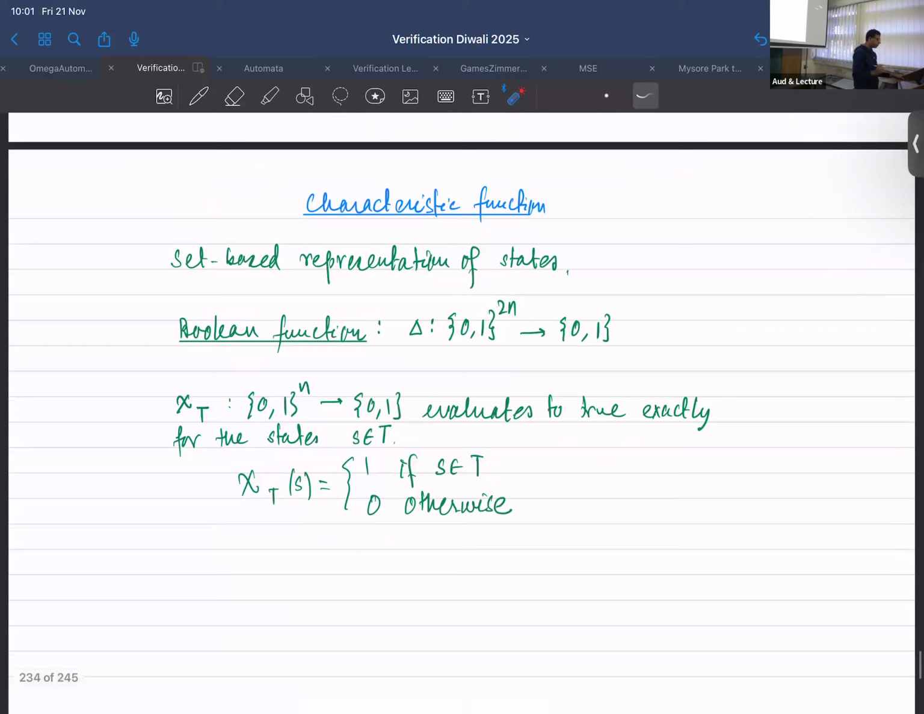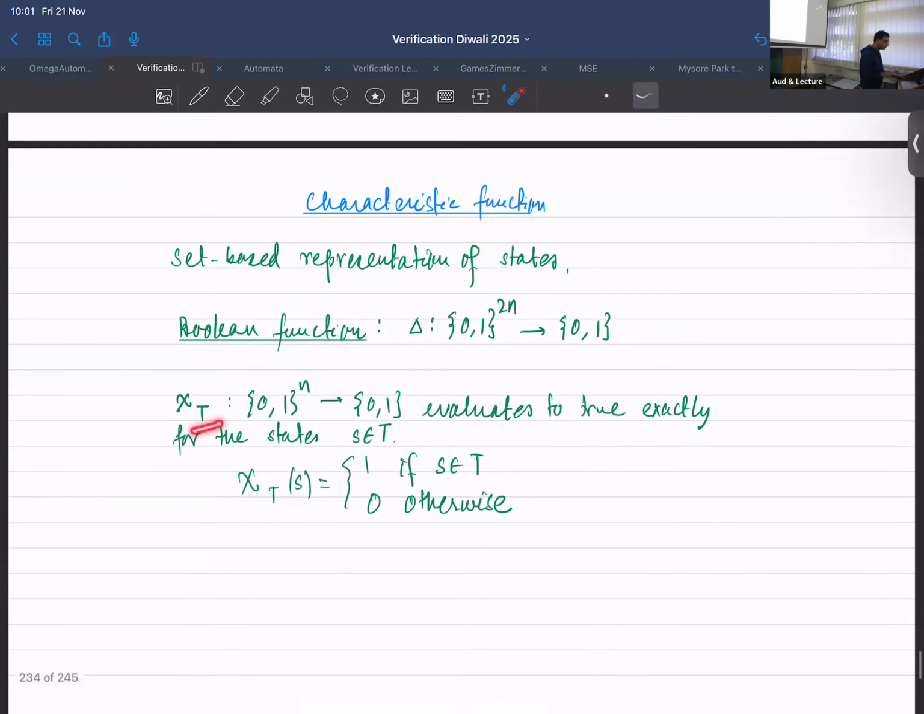And now you can define what is called a characteristic function, which defines a set of states. If there is a state S which is in that set, let's say capital T, where T is a subset of S. So if S belongs to capital T, then this characteristic function, when it takes the argument S, gives 1 if S belongs to T, otherwise it's 0.